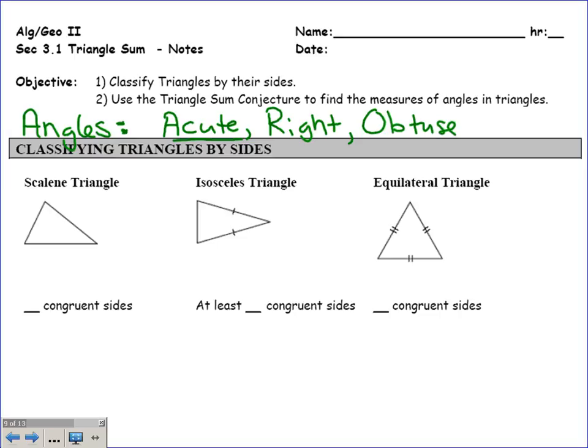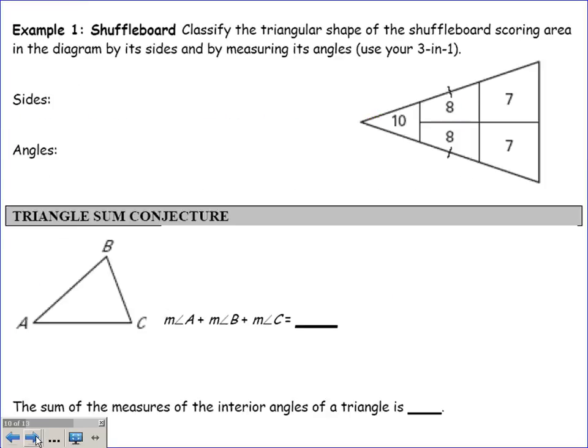Now by the sides, these are the other 3. Scalene, how many sides are congruent? 0. Isosceles, at least 2. And equilateral, all 3 sides are congruent. Pretty easy. Hopefully you guys have these things written down, because we'll be classifying triangles by their sides and angles.